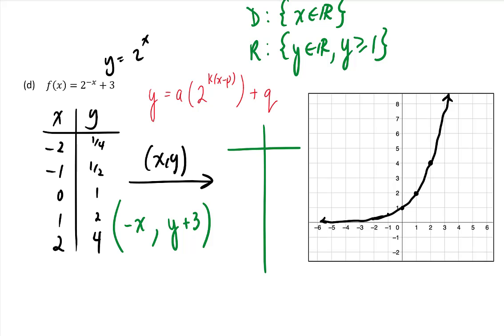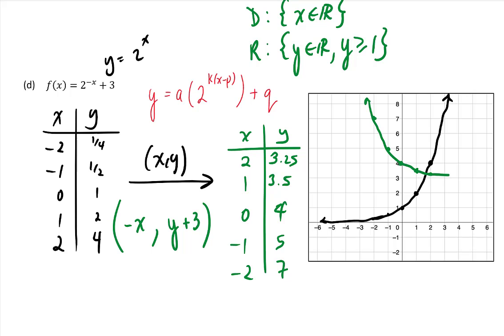So now let's get our transformed points, x and y. So our x values just change sign, and our y values, we just add 3. Finally, let's graph this exponential function. Now remember, this has a horizontal asymptote, but since we shifted it 3 units up, our horizontal asymptote is also going to move 3 units up. So we have a new horizontal asymptote.